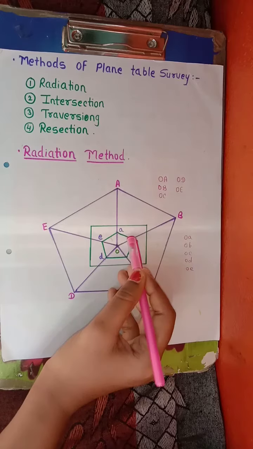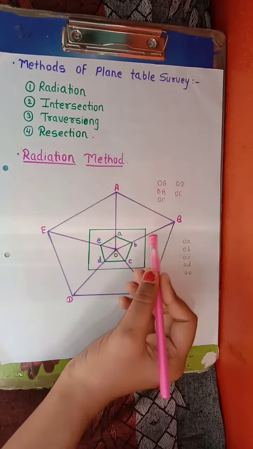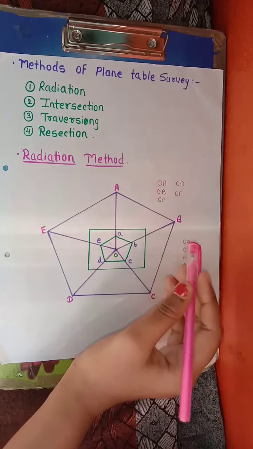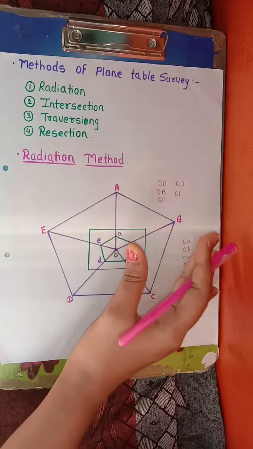And after marking these points, we will join all these points and it will look like a traverse. In this way we complete the radiation method of the plane table survey.